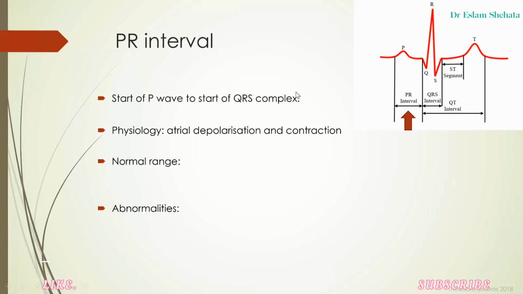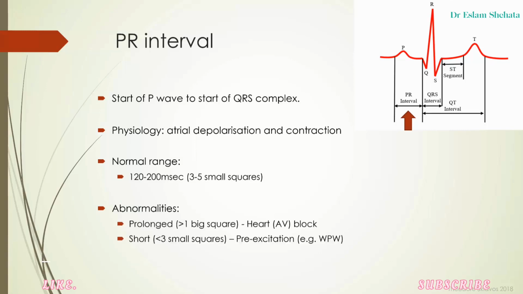I should mention that the AV node holds up the electrical signal here, delaying it from entering the ventricles too soon, so the atria have time to finish contracting first. The normal range for the PR interval is 120 to 200 milliseconds, or 3 to 5 small squares. The abnormalities you should be aware of: if it's prolonged, you'll see that in heart block, so basically longer than 200 milliseconds or longer than one big square, or it can be too short, less than 3 small squares. That might happen, for example, in pre-excitation syndromes, such as Wolff-Parkinson-White, and hopefully that makes sense to you.